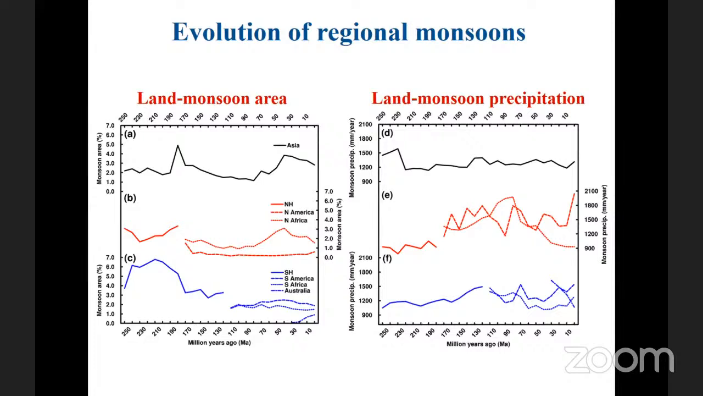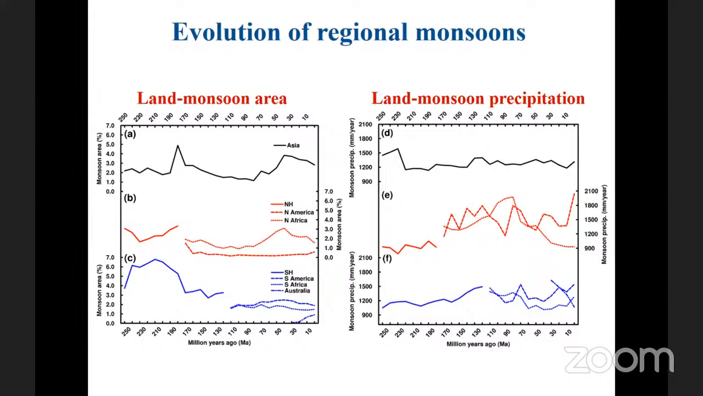Then after 120 MA, because of the separation between South America and South Africa, there are two monsoon regions. Then I think after 20 MA, we can see the Australian monsoon, because the Australian continent already shifted closer to the tropical region. We also found some peaks. We'll talk about that later.